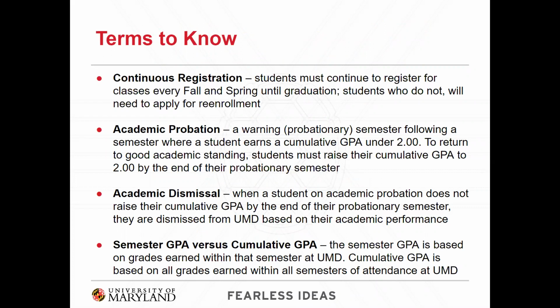To return to good academic standing, students must raise their cumulative GPA to 2.0 by the end of their probationary semester. Academic dismissal. When a student on academic probation does not raise their cumulative GPA by the end of their probationary semester, they are dismissed from the university based on their academic performance.